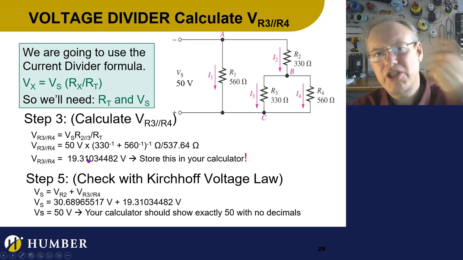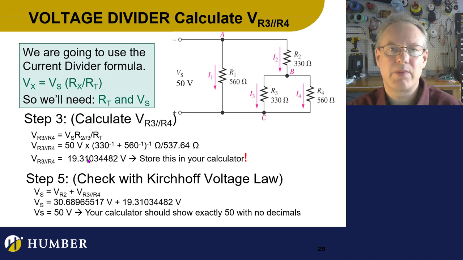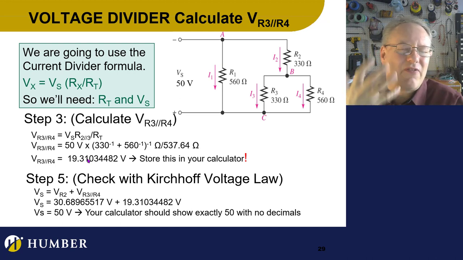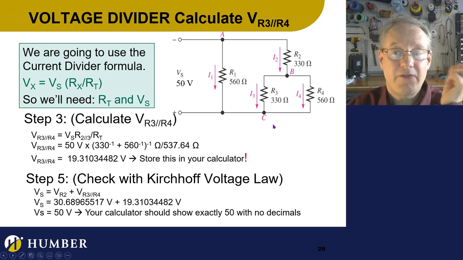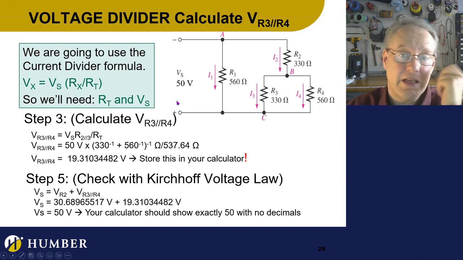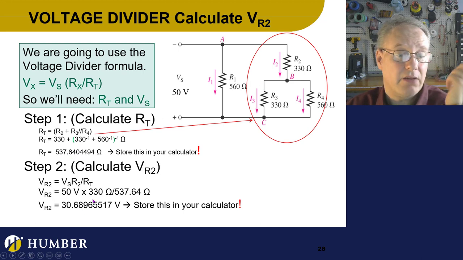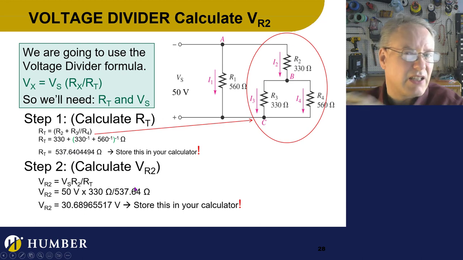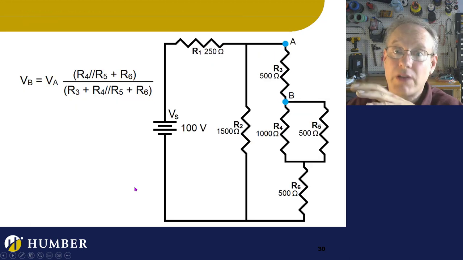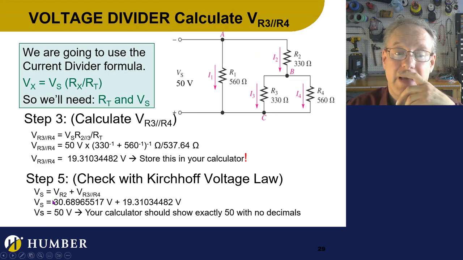Now, I want to check my work, or at least when you're looking at your numbers, just look at them and say, does that feel right? If the voltage drop across here is 19 and the voltage drop across here is 30 or 31, does that feel like it's 25? It does. Let's just double check and do the math, and we can see, yeah, if we add them up, we get 50.